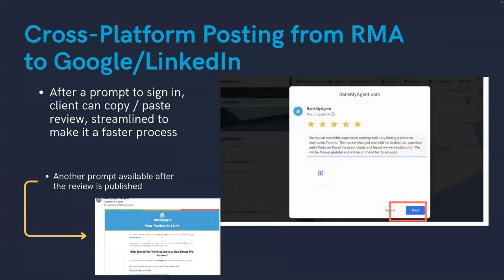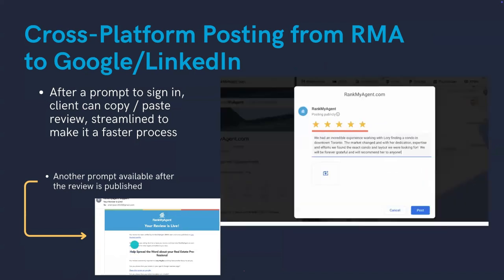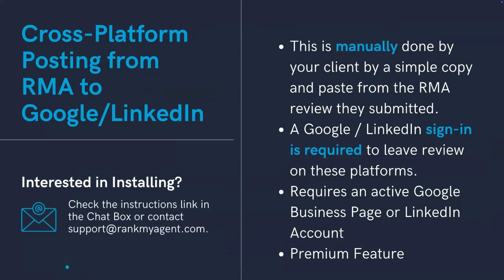So what happens is they click on the link, and the link pretty much will pop up by either Google if they chose Google, and then they can just paste that review, same as LinkedIn. But I do want to mention that the client is doing this manually. However, it's a very quick process because the review that they just wrote for you on RankMyAgent is available to them, and the options are there for them to just click on a button and access. So just a reminder, for Google, they do need to be signed in. For LinkedIn, they do need to be signed in to do this.